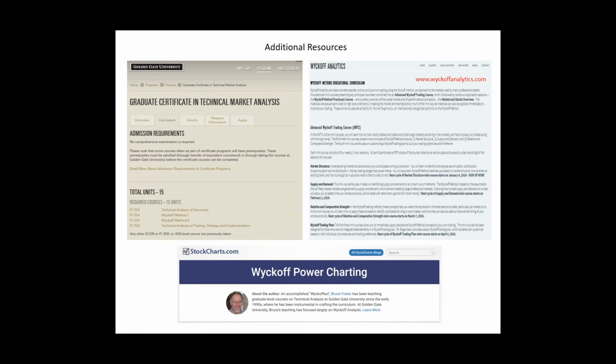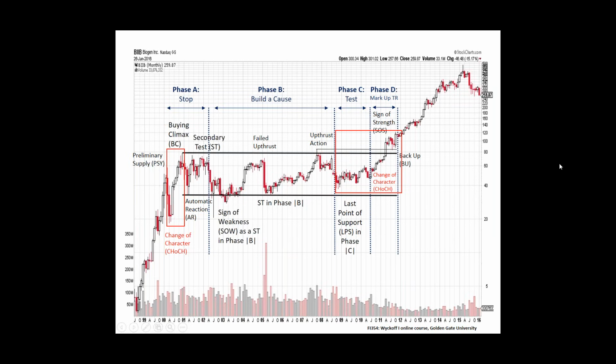Good. Akram, would you please read the questions? Yes, thank you, Dan. We have the first question from Brian, and he said, you show a 10-year example. Does this method work in shorter-term environments? Like, is it fractal in nature?